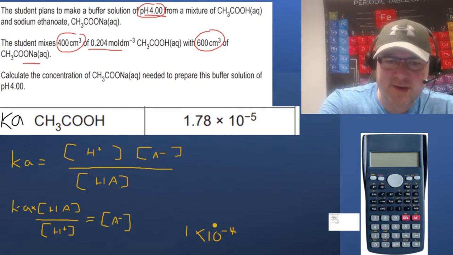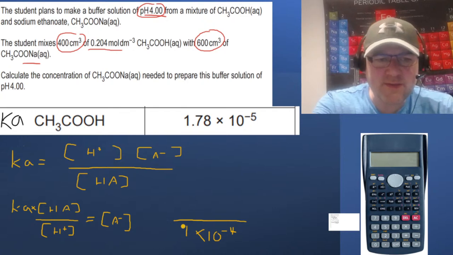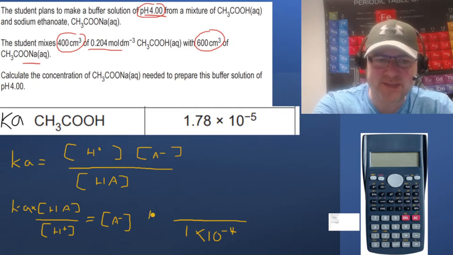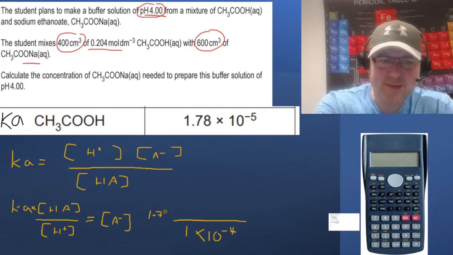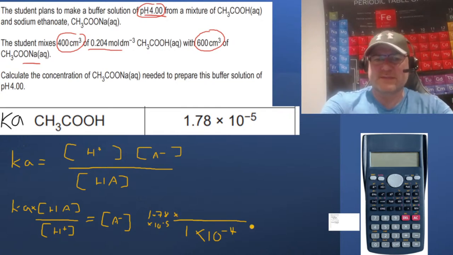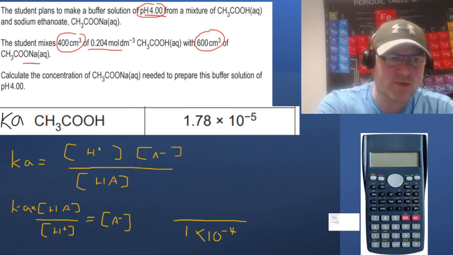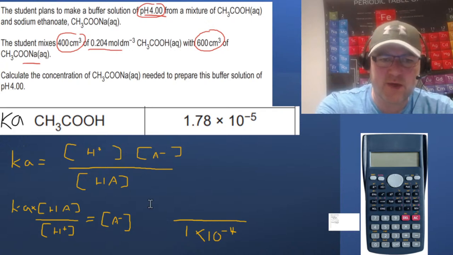1 times 10 to the minus 4. Now, my Ka, we've been given in the question. Yes, we have, 1.78 times 10 to the minus 5. I said I was going to type all of this, so I wasn't going to have to write it all out. Let me type that in there. Can you work out the acid concentration? Well, it's given us the acid concentration, but I want to convert that into moles.